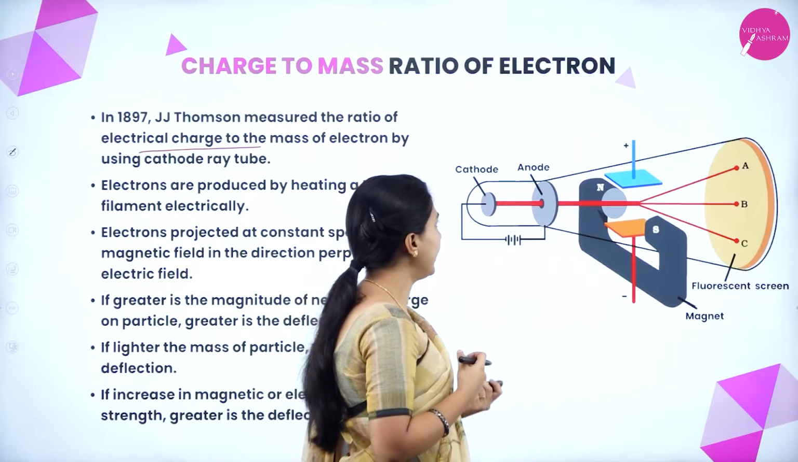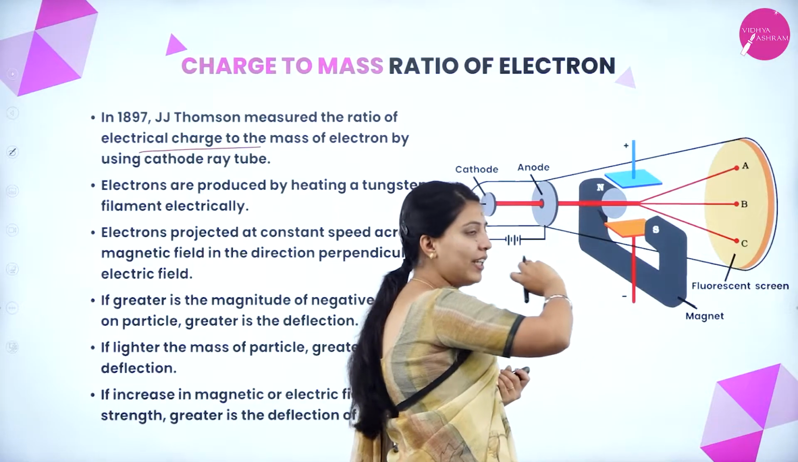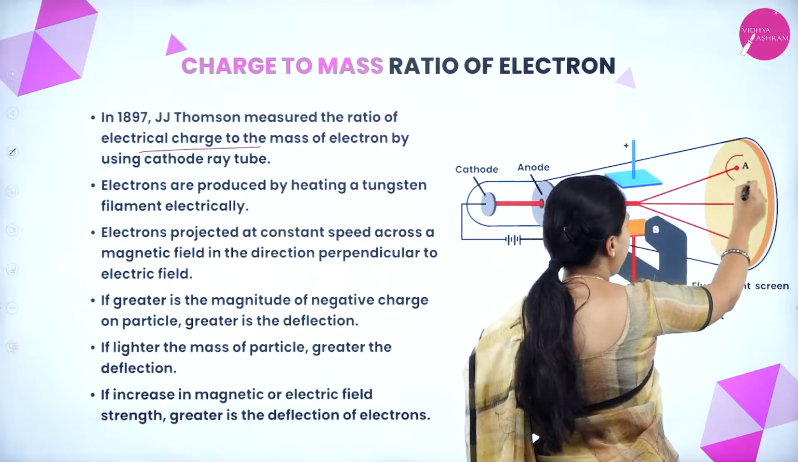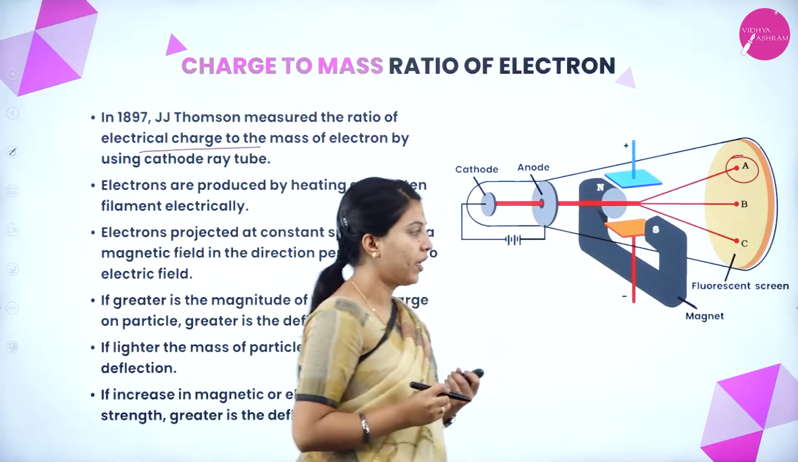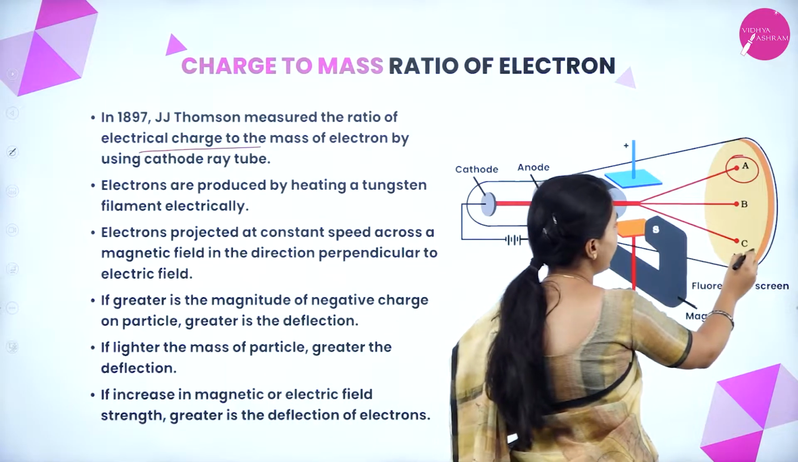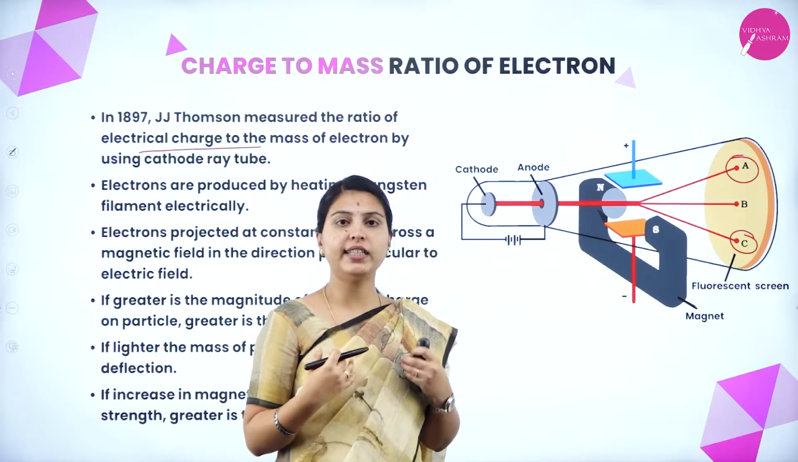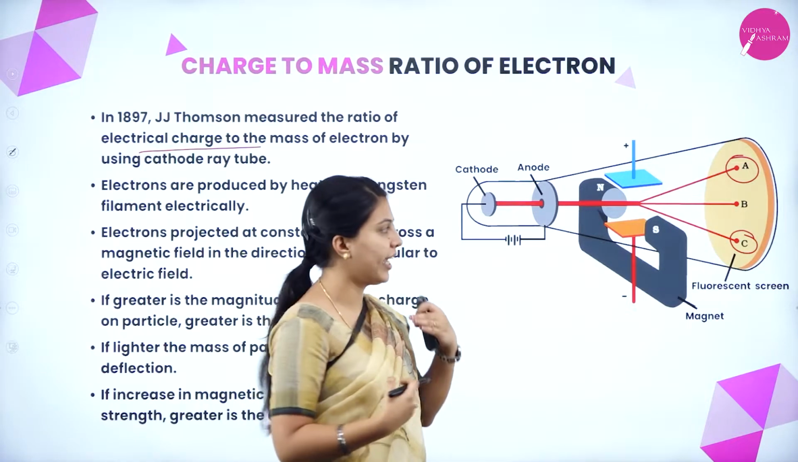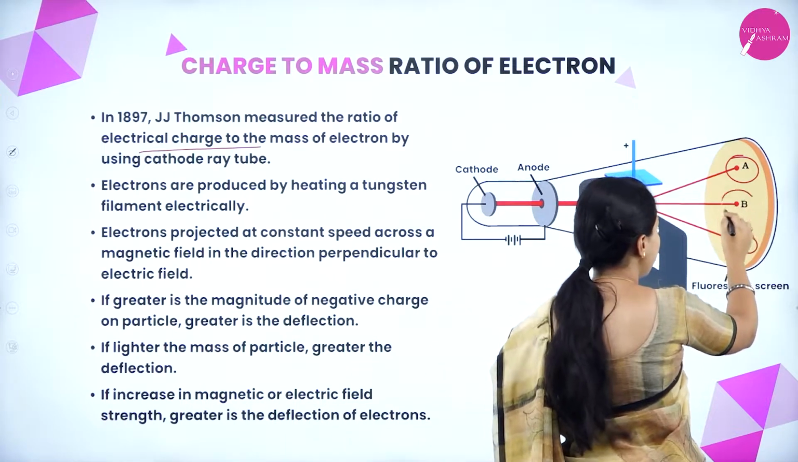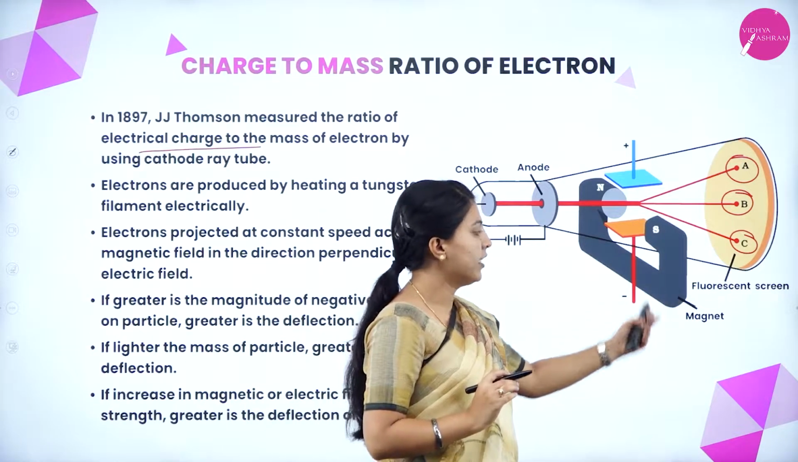The particles start moving, and when only the electrical field was applied, it showed a deflection towards point A. When only the magnetic field is applied, the propagation was deflected towards point C. When both the electrical field and the magnetic field have been balanced in the ray tube, the propagation was in a straight line at point B. It was hitting the fluorescent screen.